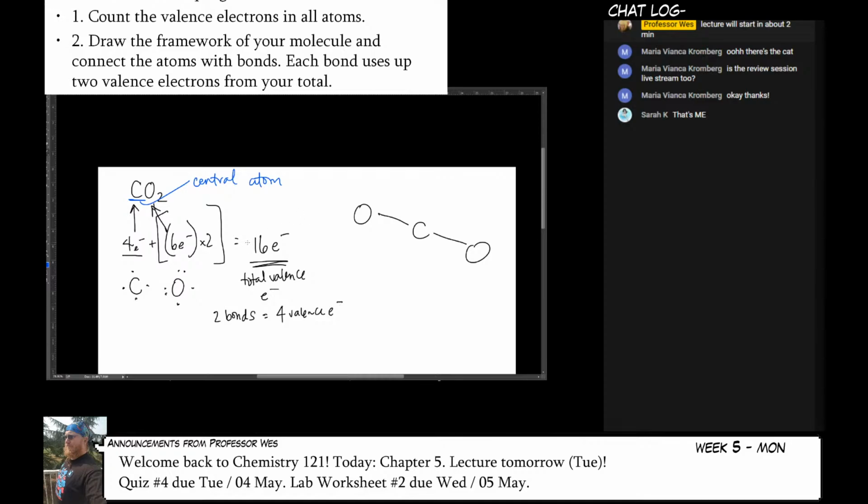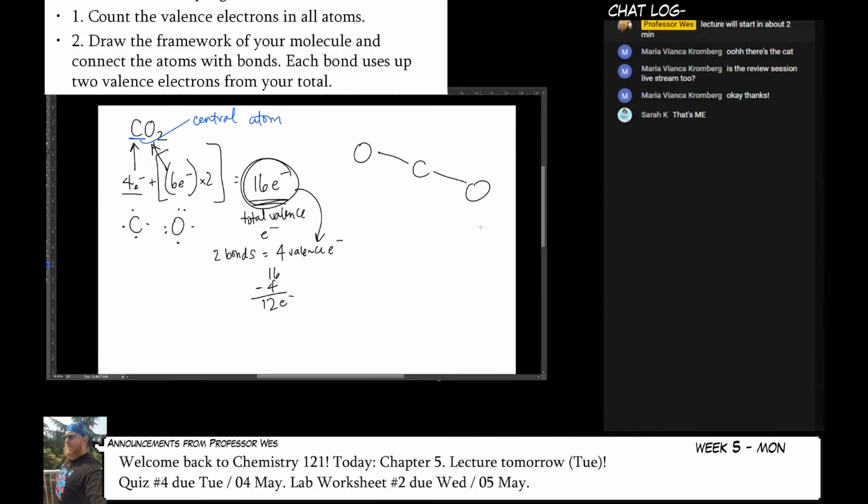So I only have 16 to work with. I have already used 4 of them, so I'm going to deduct 4 electrons from my total. So I have 12 electrons now to play with. That was step 2. I have used 4 of my electrons to make bonds to hook up my framework.